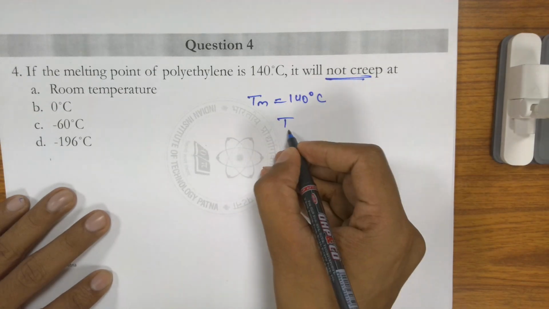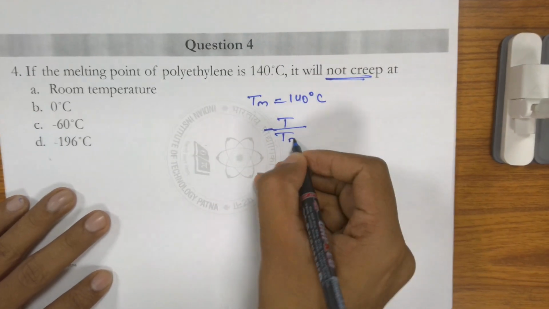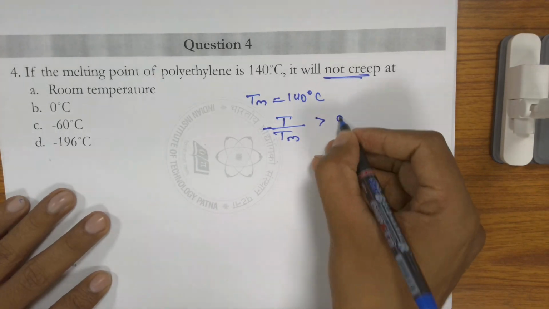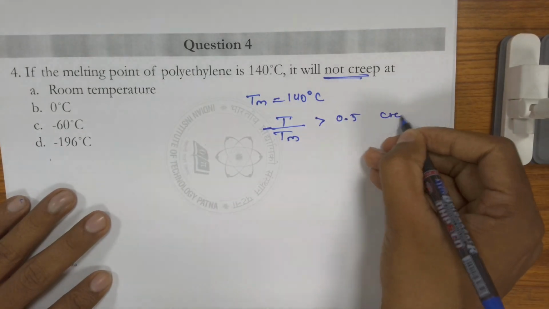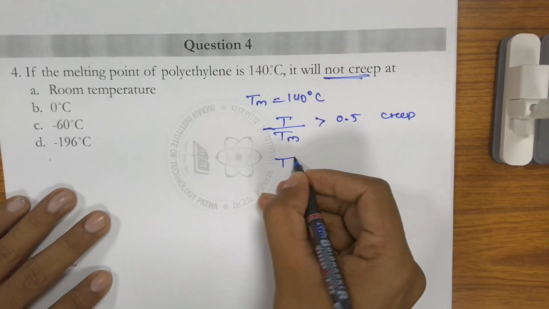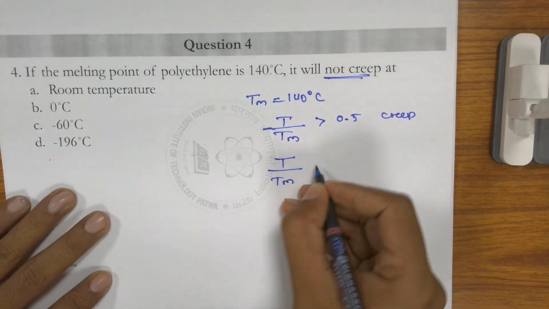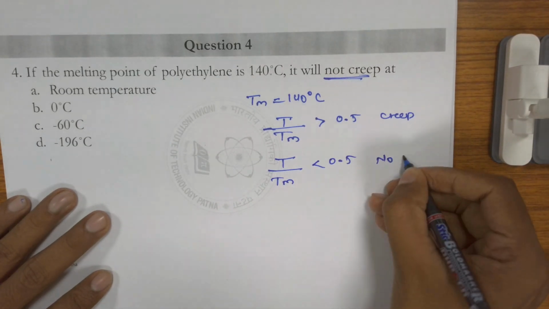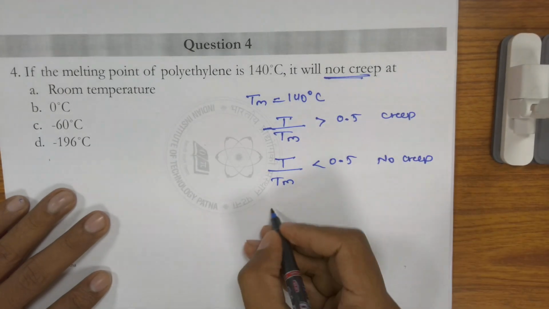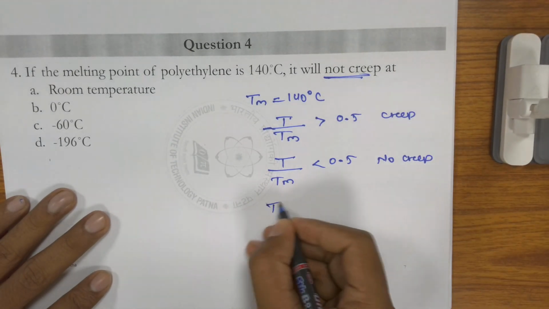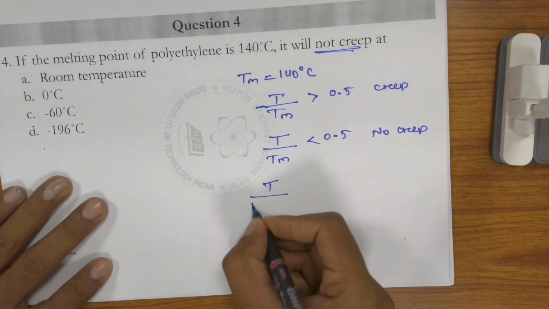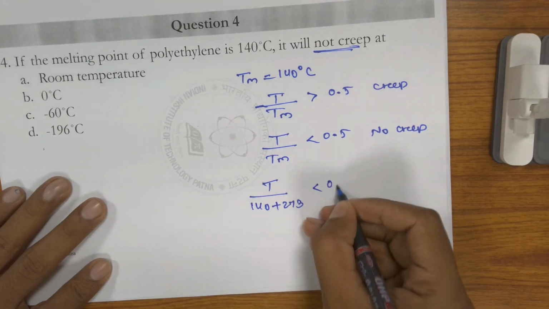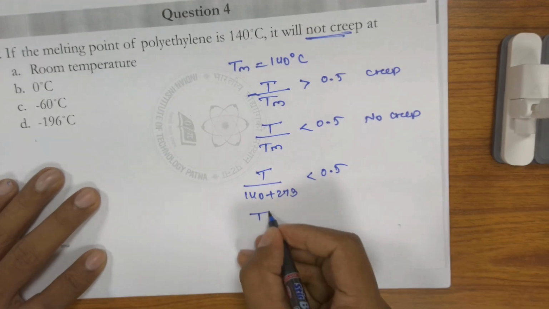So when will it creep? The service temperature divided by the melting point of the material should be greater than 0.5, then it will creep. While if we reverse it, it's not going to creep. No creep. Melting point is given to us, that is nothing but 140 plus 273. We'll convert to Kelvin. So now let's work it out.